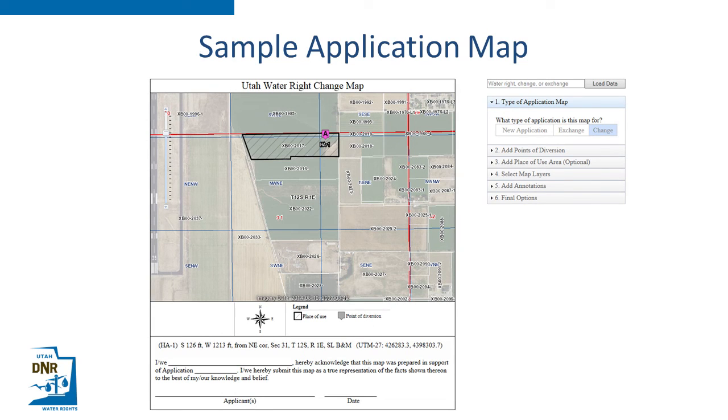If you search for a parcel number, then it will show up as a hatched area on the map, which would be your place of use. All application maps need to show the point of diversion and place of use. You can also include on the application map a signature block for signatures. You will need to sign the application map if the map comes in separate from the application it is supporting. We will only need one signature on the application map. Here is a sample application map. The pink A is the point of diversion, and the hatched parcel would be the place of use.